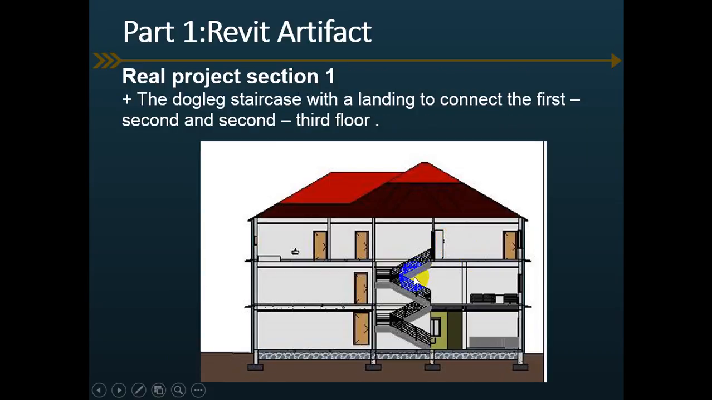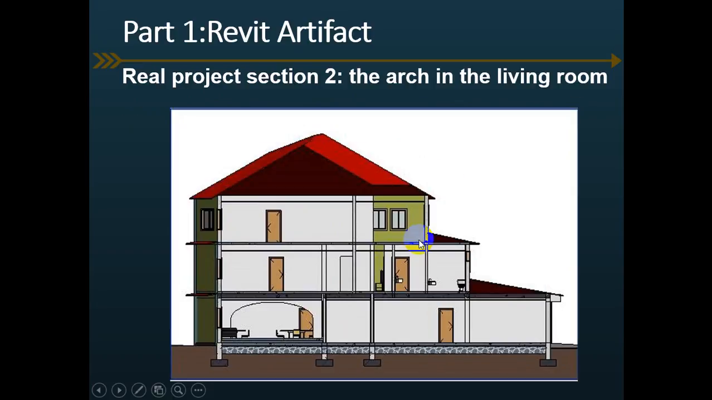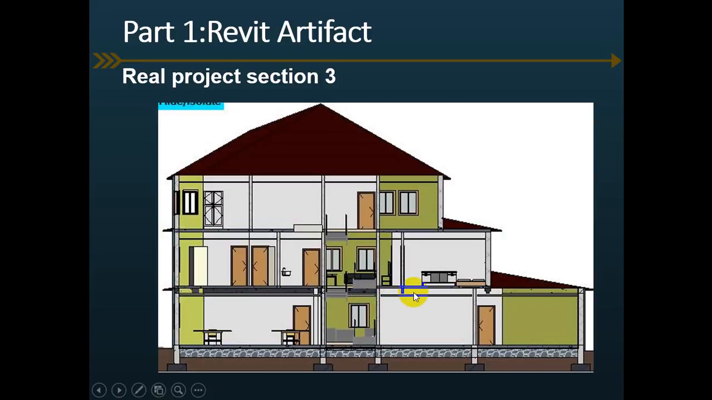So here's a section showing the staircase, which is a dog leg, and then it has a landing on the two floors, which connects the floors to each other. And this one here shows a section through an arch, which reveals the dining area. As you can see the dining table and the chairs on these two ends. Here is another section showing mostly the furniture inside the room. As you can see here, you can see a bed here and a small wardrobe.